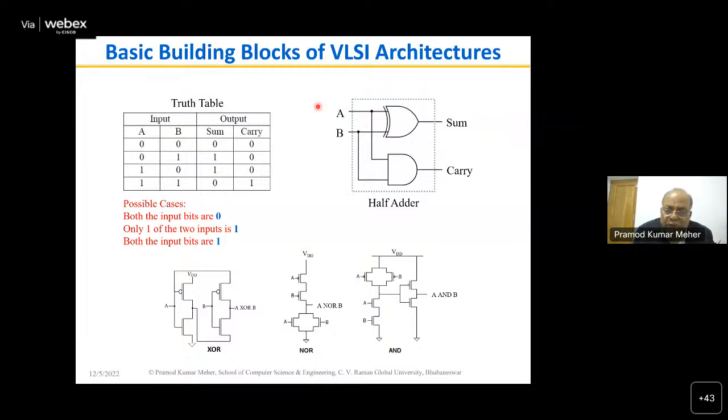Both the bits may be 0. A is 0, B is 0. In that case, the result is also 0. So we get the sum is 0 and carry is 0. So this circuit can give that when both are 0, then sum is 0 and carry is 0. When one of the pair of inputs A and B is 1, then your sum is 1, but carry is 0. That you can see from the circuit.